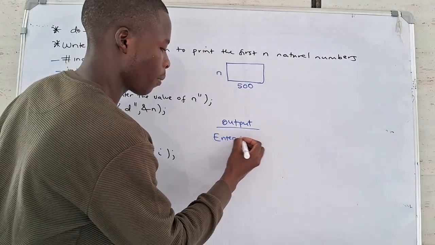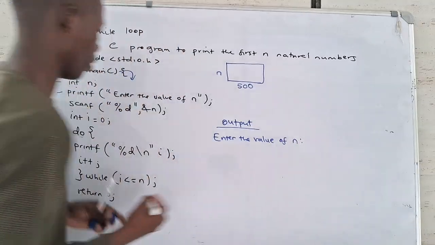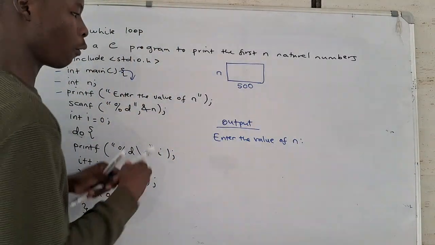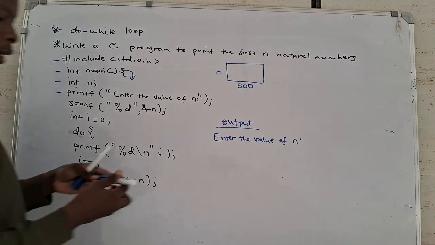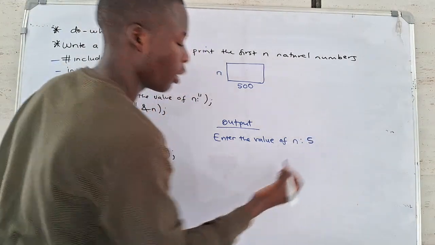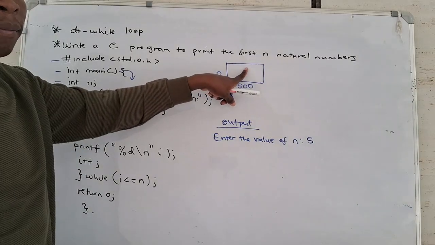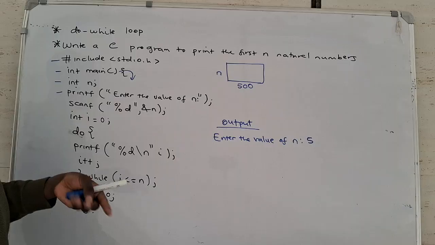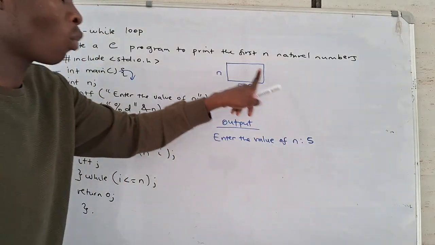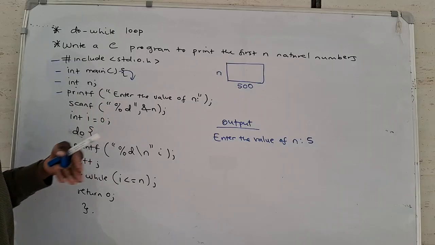Enter the value of n. Okay, right? Enter the value of n. Suppose you are entering the value of n. Let's say it's 5. Okay, you have entered 5. This 5 is not going to be stored here. Why? Because this statement is yet to be executed. Okay, right? This value will come here only after the execution of this scanf function.